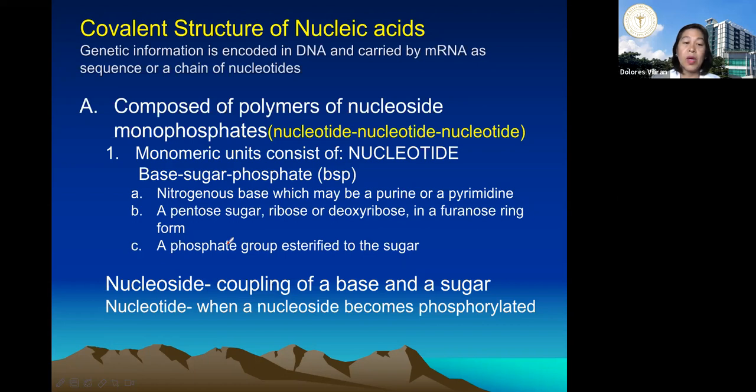So what's the difference between a nucleoside and a nucleotide? A nucleoside is just a combination of a base and sugar, while a nucleotide is a combination of base, sugar, and a phosphate. Or it is simply a nucleoside which is phosphorylated. So that's the major difference. Again, a nucleoside is composed of base and sugar, while a nucleotide is composed of base, sugar, and a phosphate group.